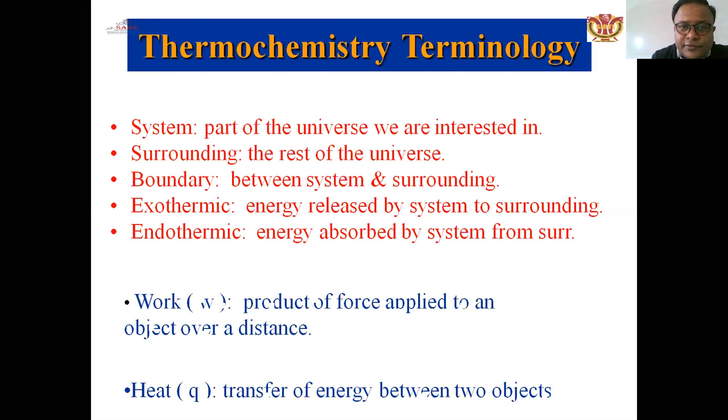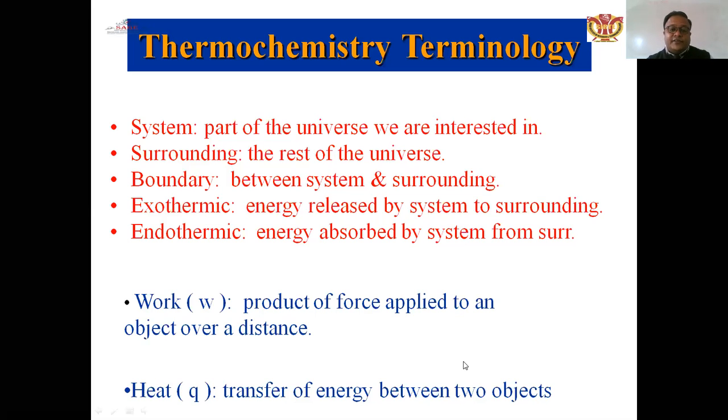Thermochemistry terminology: the system is the part of the universe we are interested in, and the surroundings are the rest of the universe. जो यूनिवर्स के अलावा और जो चीजें रहती है वो सराउंडिंग्स में आती है. बाउंड्री बिटवीन द सिस्टम एंड सराउंडिंग, दैट इज द बाउंड्री. एक्सोथर्मिक, दैट इज द एनर्जी रिलीज बाय द सिस्टम टू सराउंडिंग. यदि हीट सिस्टम से सराउंडिंग तरफ जा रही, बाहर की तरफ जा रही, तो एक्सोथर्मिक के रूप में आती है. Endothermic: if the energy is absorbed by the system from the surroundings, if the heat is taken from the surroundings to the system, that is endothermic.